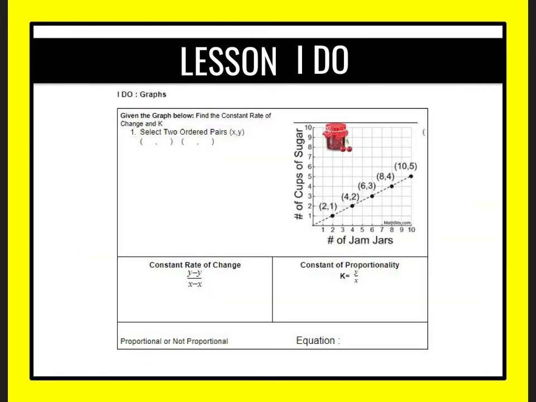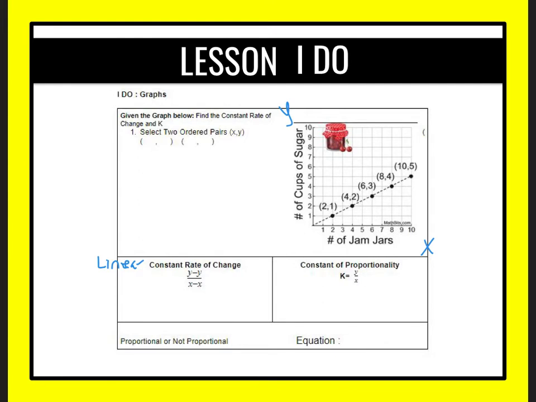Now what we're going to do is take a look at a graph. When I'm trying to find the constant rate of change in a graph, there's one thing that I like to ask myself: is this graph in the shape of a line? And it is. And usually when your graph is going in that shape of a linear situation, there is a direct relationship between your x variable, your number of jam jars in this case, and the total number of cups of sugar that are needed.